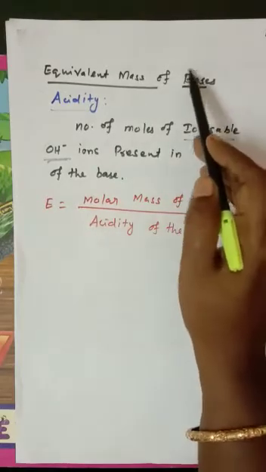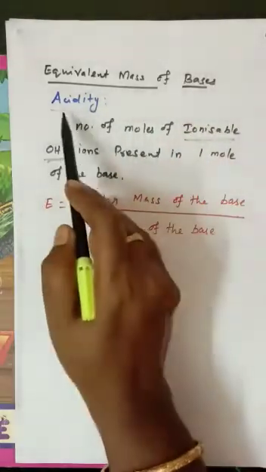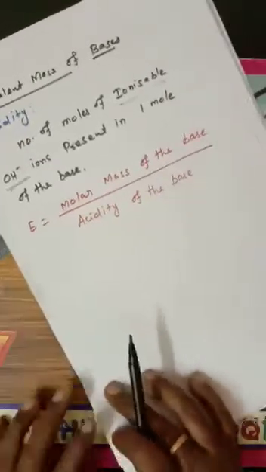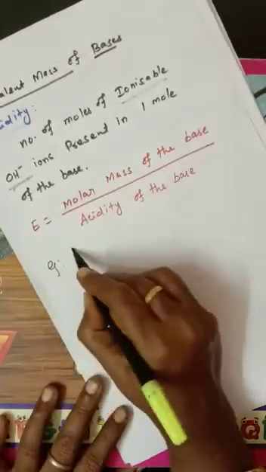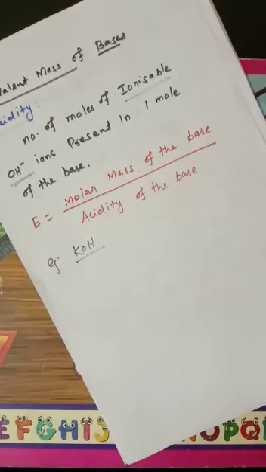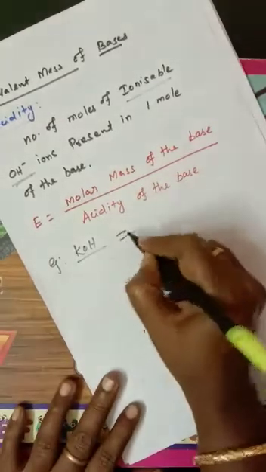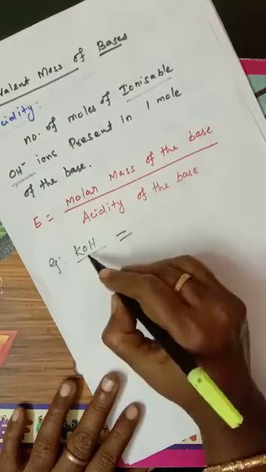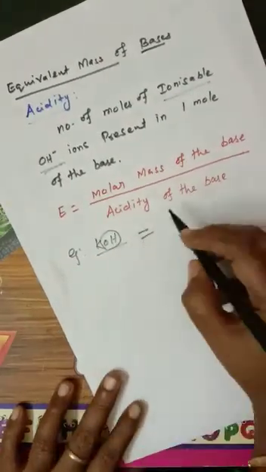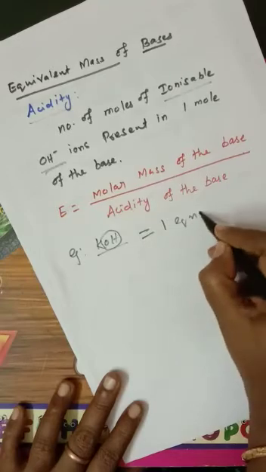If we want to calculate the equivalent mass of a base, we are going to calculate the acidity of the base. For this we take the example KOH, potassium hydroxide. See here, how much OH is present? How much OH is replaceable here? Only 1 OH.